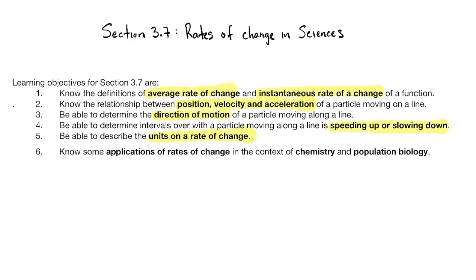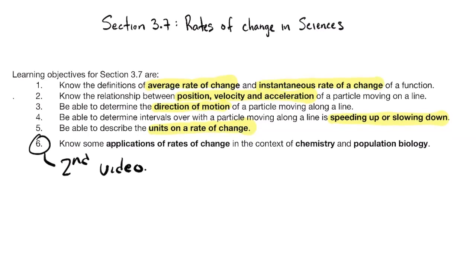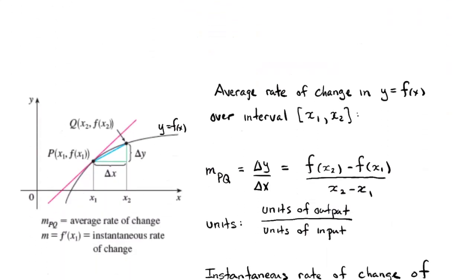In a second video, we'll circle back and give some applications of this in other sciences. Here I've written chemistry and population biology, but we can also talk about applications in economics, geology, sociology, and psychology. There's no end to the applications of the derivative, but we'll do this in a second video. What we're going to focus on here is reviewing what we mean by average rates of change and then looking at some applications in physics. Okay, let's get going.